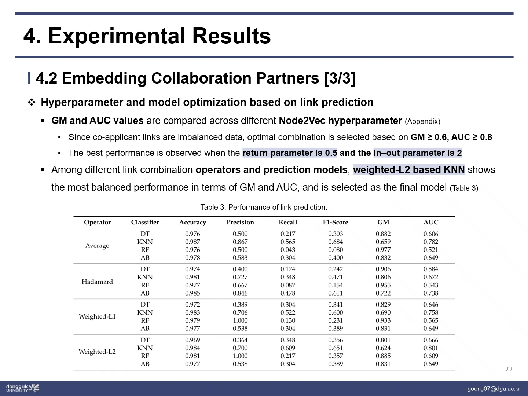The hyperparameters were optimized based on link prediction. GM and AUC were compared according to different combinations of node2vec hyperparameters to optimize the return parameter and the in-out parameter. In addition, by comparing operators and prediction models, it was found that weighted L2-based KNN showed the most balanced performance.